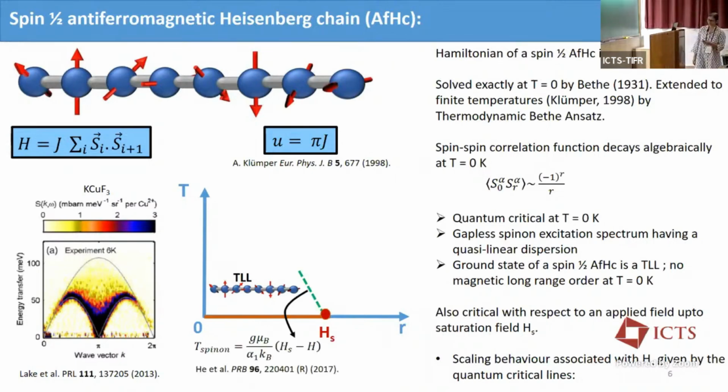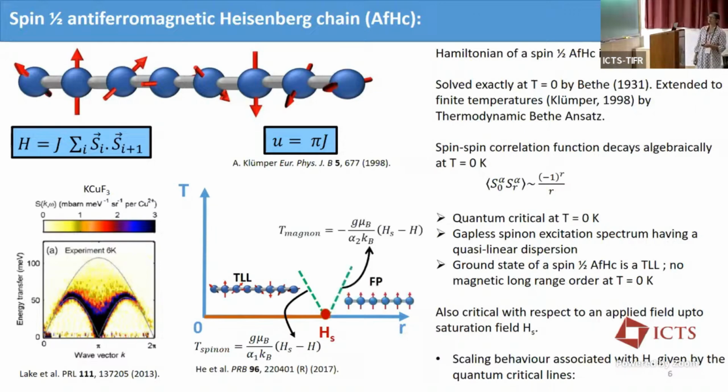In 2017. They say that very close to this critical point, the line is going to be linear. It's going to be of this form. So the spinon line goes linearly with the field, with a slope given by the exponent, by the number alpha 1.